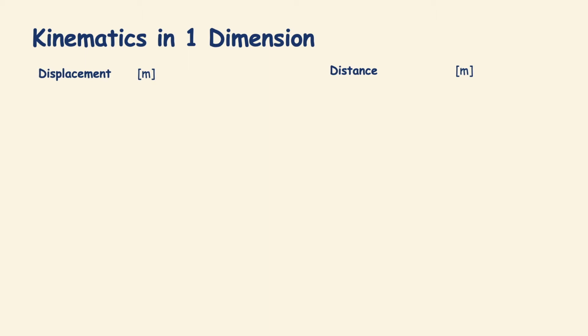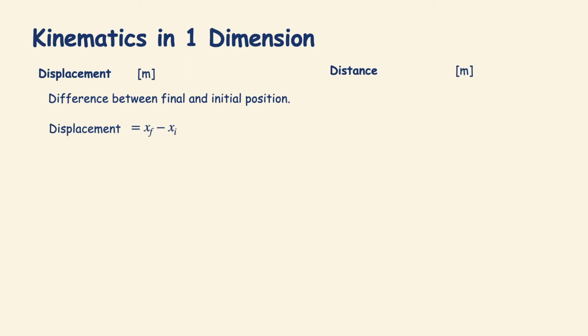Both are measured in meters, but they're different. They're both related to the position or the change in the position, but the displacement is defined as the difference between the final and the initial position. In other words, mathematically, I will write it as a difference between the final position xf and the initial position xi. The distance, on the other hand, is defined as the length of the actual path that has been traveled by the object. Sometimes they're the same, sometimes they're different.